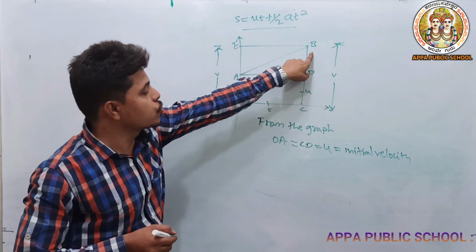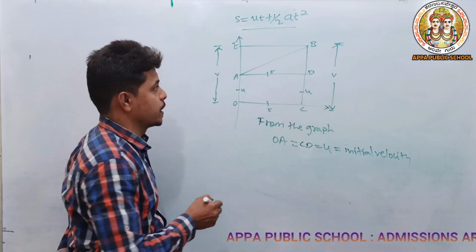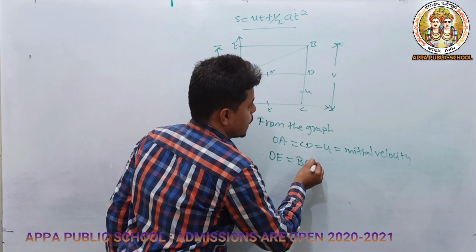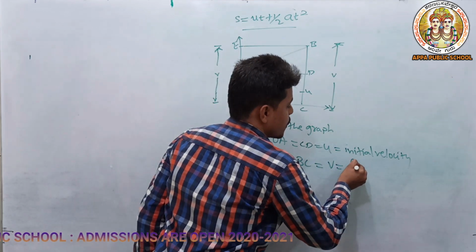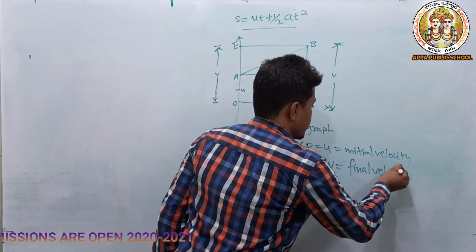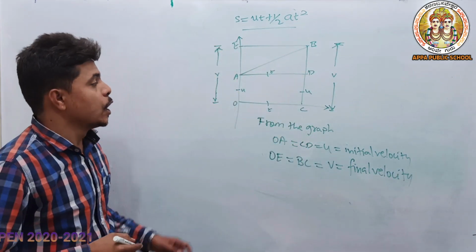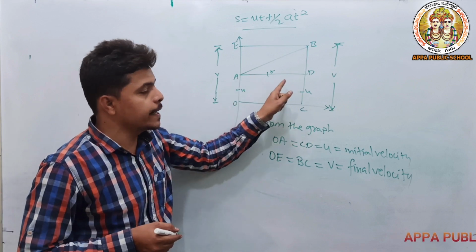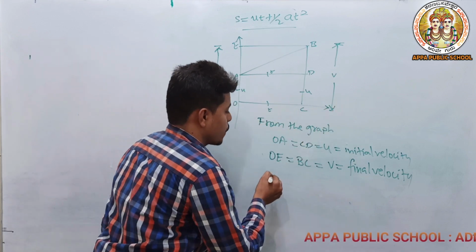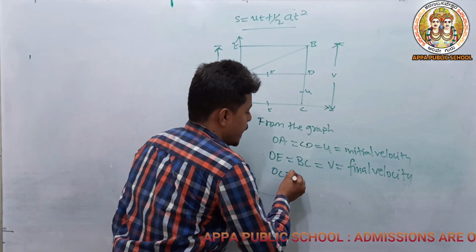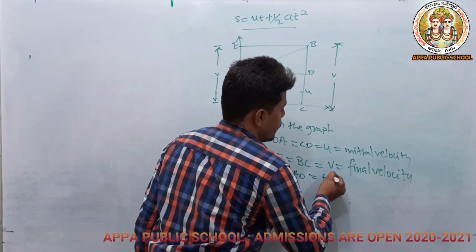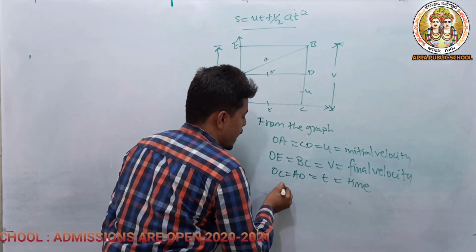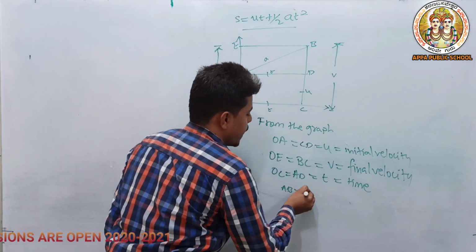Then OE is equals to BC is nothing but final velocity. So OE is equals to BC is equals to V, that is nothing but final velocity. So from the graph again, OC is nothing but time taken. Opposite to this AD, that is also the time taken. So I am going to write OC is equals to AD is equals to time t. And from the graph, AB is nothing but the acceleration. So AB is equals to A acceleration.